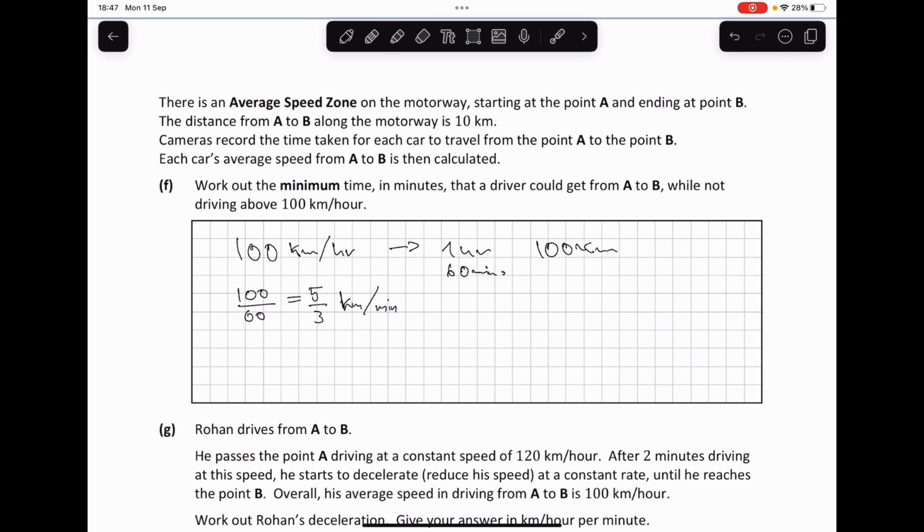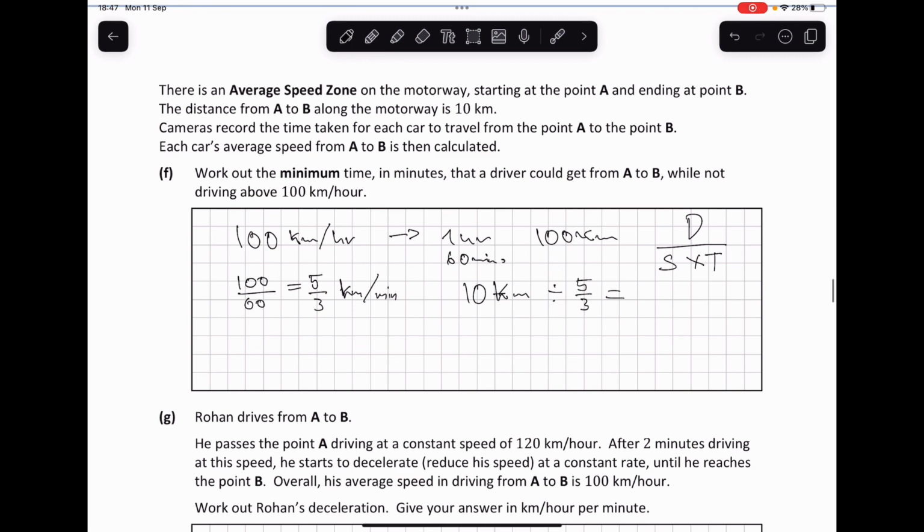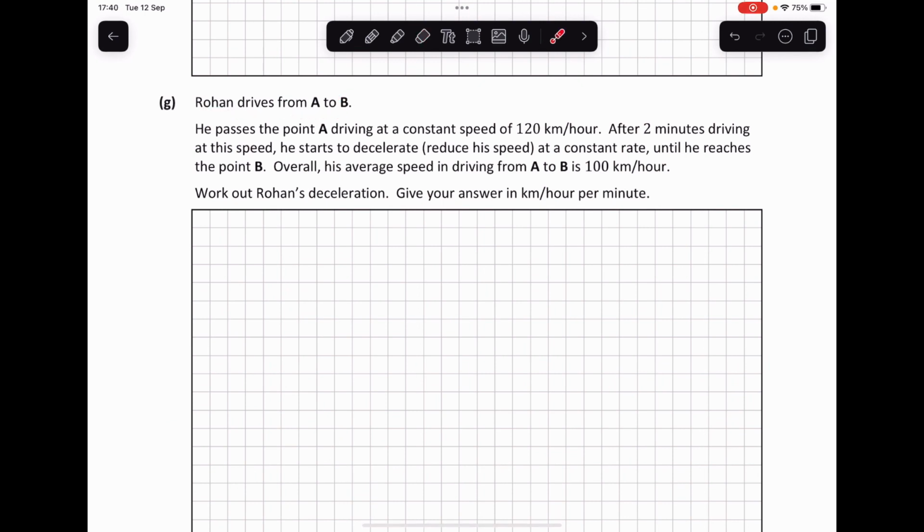So now we need to figure out how many minutes it would take to do 10 kilometers. What we do there, we're just using our distance-speed-time triangle, DST. So we have our distance, we have our speed. What we're going to do is distance divided by speed. So distance divided by 5 over 3 will give us the time it will take in minutes. So 10 divided by 5 over 3, 6 minutes. Not shabby.